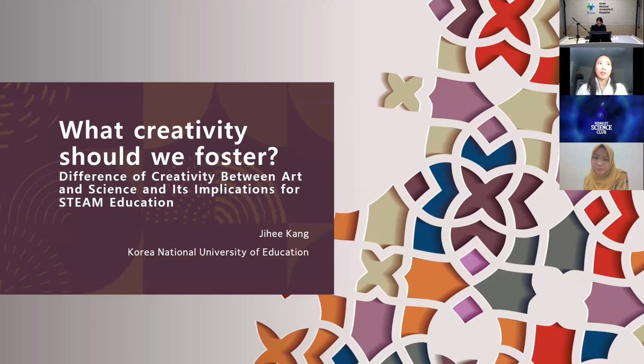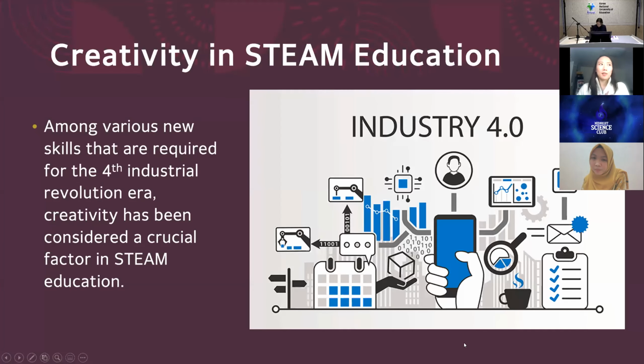So the title of my speech is "What Creativity Should We Foster? Difference of creativity between art and science and its implications for STEM education." In a new era called the fourth industrial revolution, a myriad of new skills is required for the future. But among these, creativity has been considered a crucial factor.